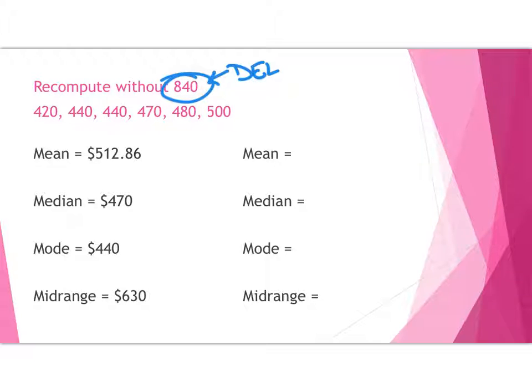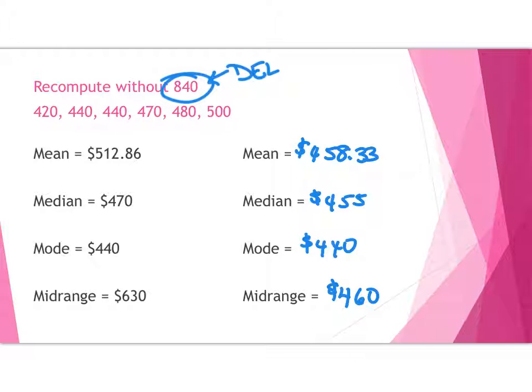When I do that, never mind, I thought I had that on a different slide. I guess I need to write those in. When I do that, I end up with a mean of 458.33, a median of 455. The mode stays 440, and because the maximum is going to change dramatically, my mid-range becomes 460.